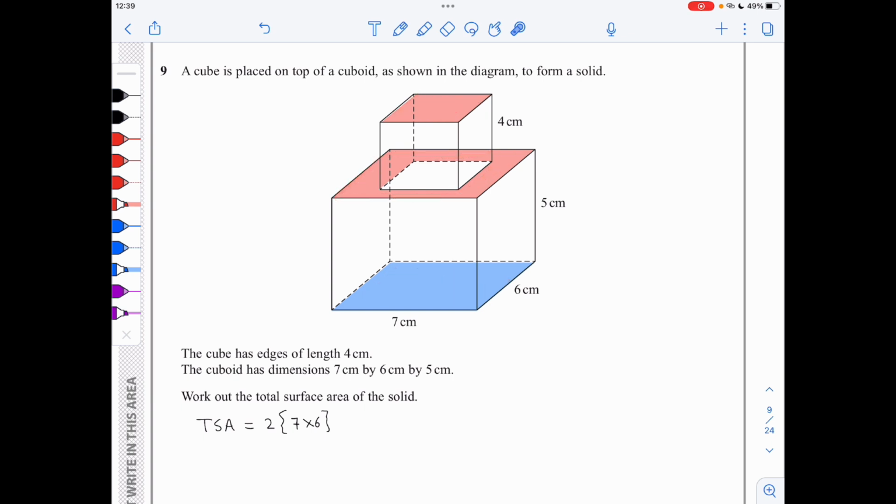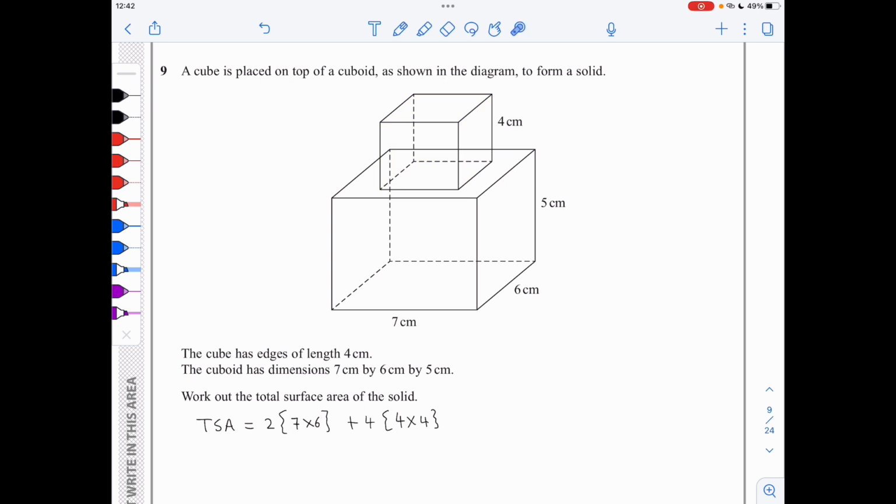We can now look at the cube on the top of the cuboid, and we've got these 4 faces all around. So I have erased anything I've shaded up to here. Let's look at what we have around this cube here. We've got 1, 2, 3, 4, and each of these has an area of 4 times 4. Remember, it's a cube. So we've got 4 identical faces, each one having an area of 4 times 4.